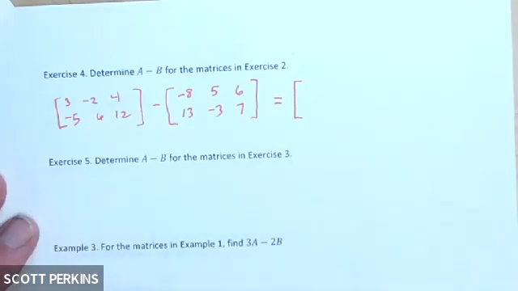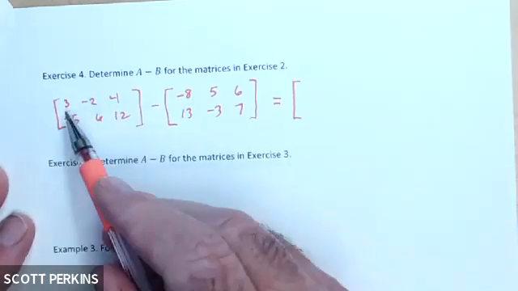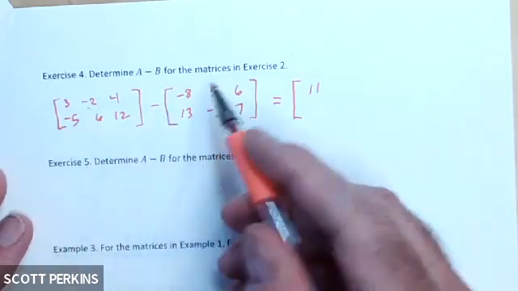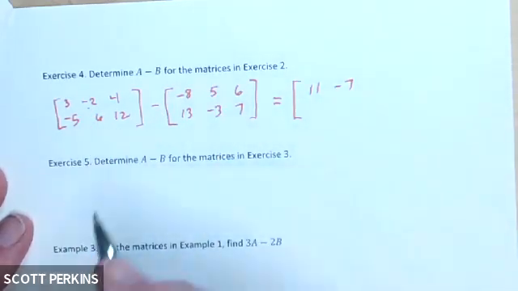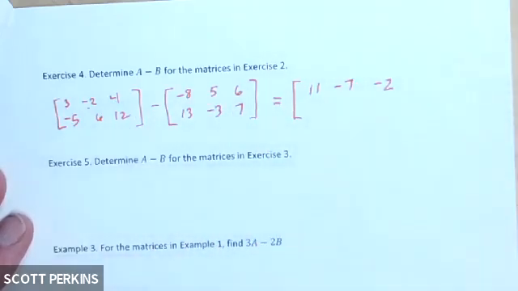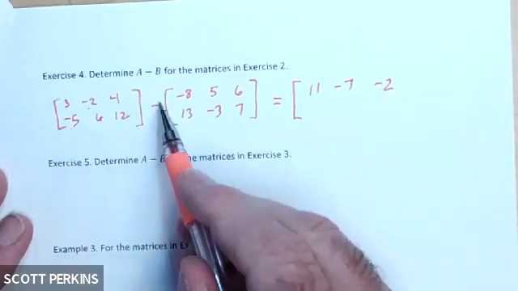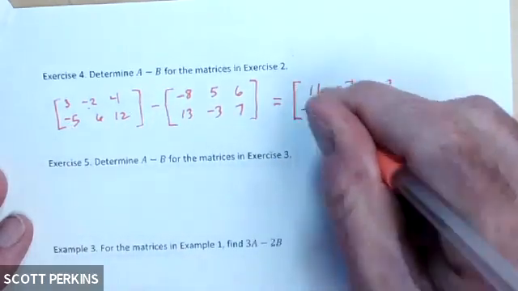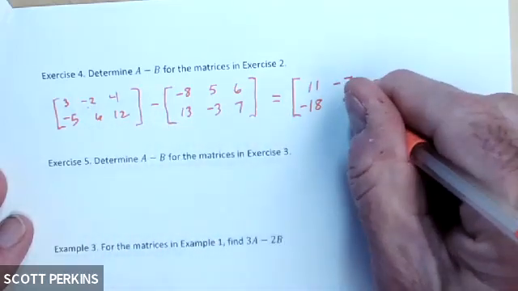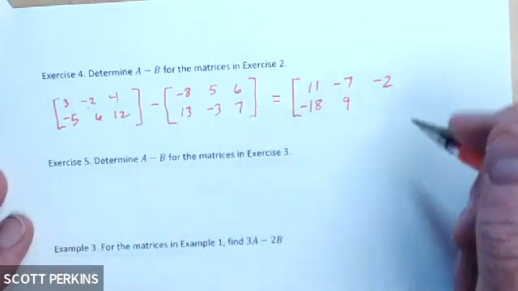So again, you've got calculators, so hopefully the arithmetic is not something that's too intimidating. So 3 minus negative 8 is 3 plus 8. That's 11. Negative 2 minus 5 is negative 7. 4 minus 6 is negative 2. And there's my first row. Then the second row, negative 5 minus 13 is negative 18. 6 minus negative 3 becomes 6 plus 3, or 9. And then 12 minus 7 becomes 5.